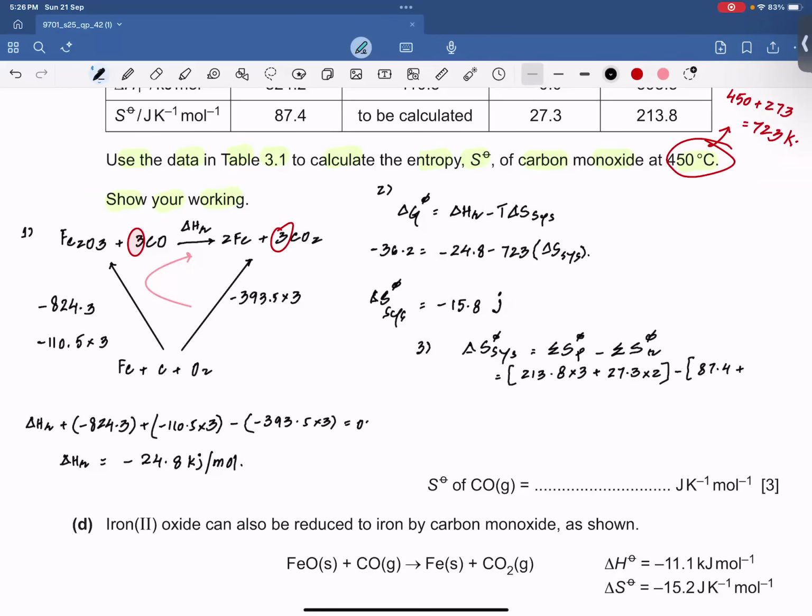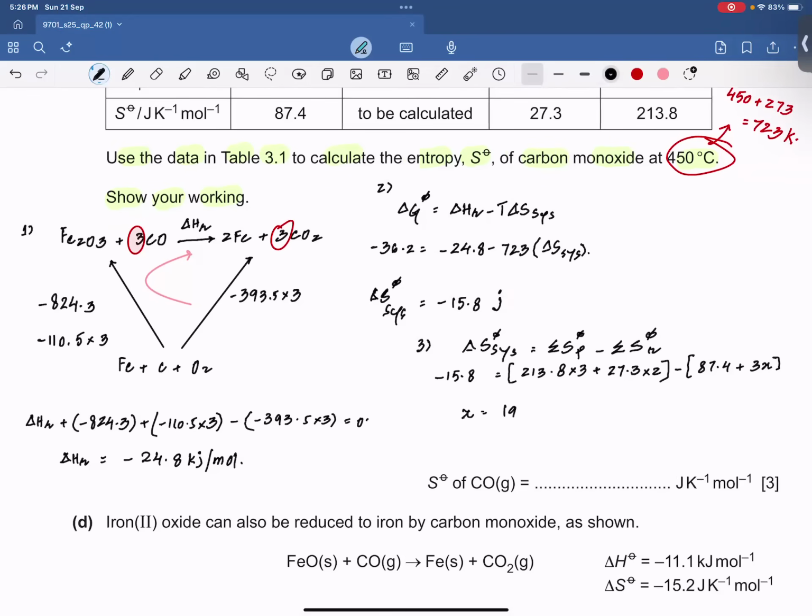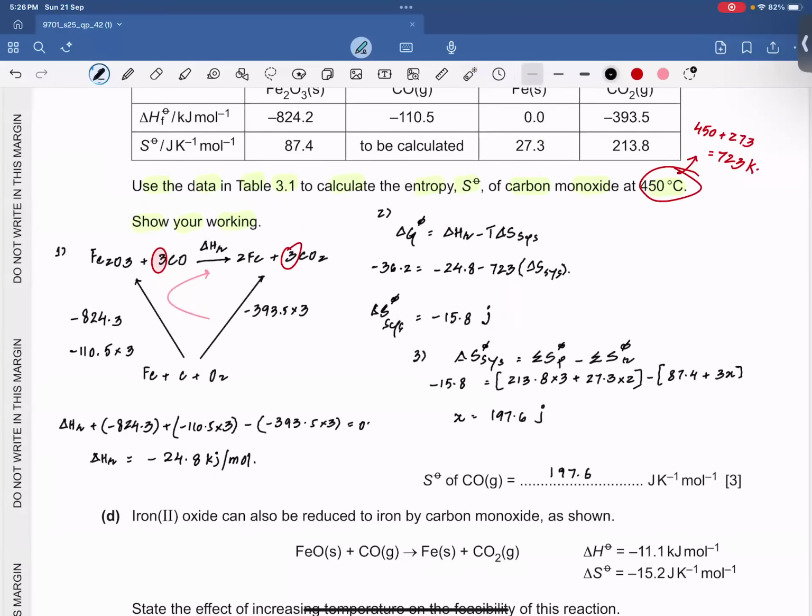Plus I need to find the value of carbon monoxide, and we know that in the equation we have 3 moles of carbon monoxide, which is why I'm going to write 3x here. And for the system, we have calculated the value of the standard entropy change of the system, which was minus 15.8. So I can find the value of X from here, and the value of X, I believe, is going to be 197.6 joules. So that's the answer for this part.